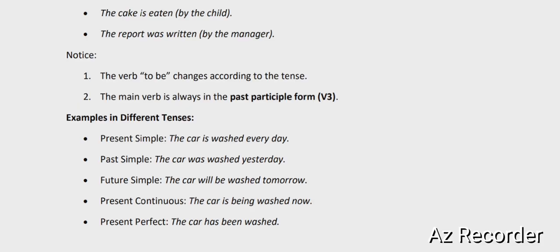Examples in different tenses. Present simple: the car is washed every day. Past simple: the car was washed yesterday. Future simple: the car will be washed tomorrow. Present continuous: the car is being washed now. Present perfect: the car has been washed. Important point, not all tenses are commonly used in the passive, but these are the most frequent.